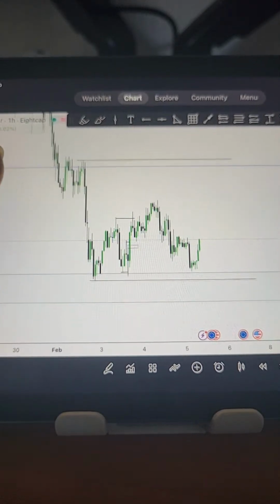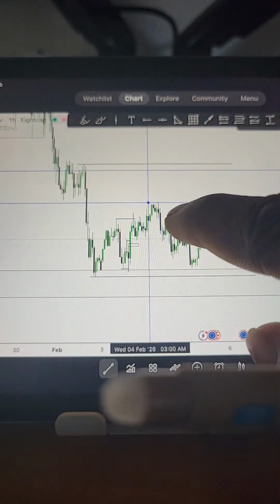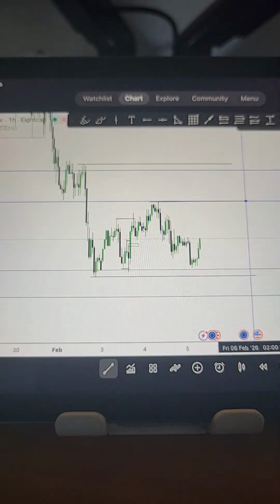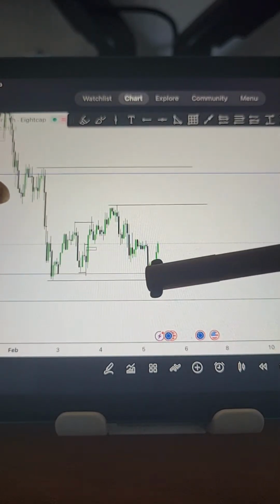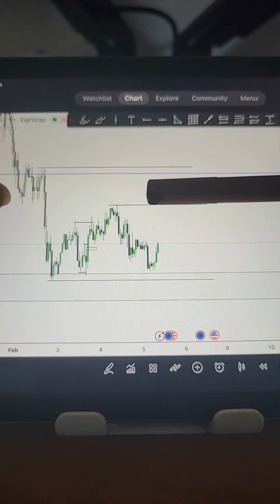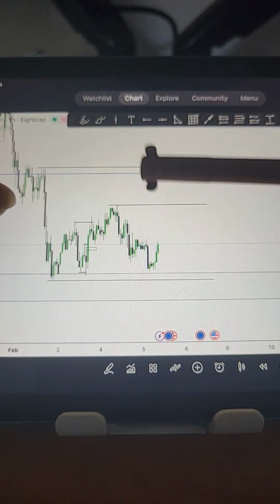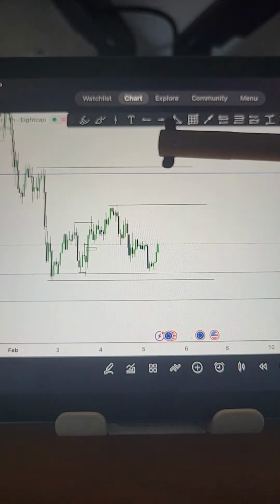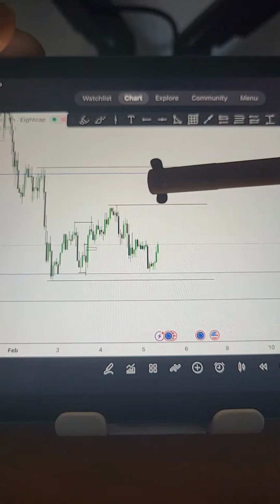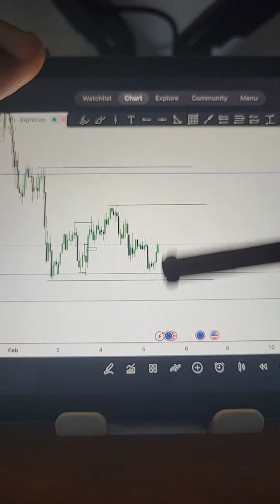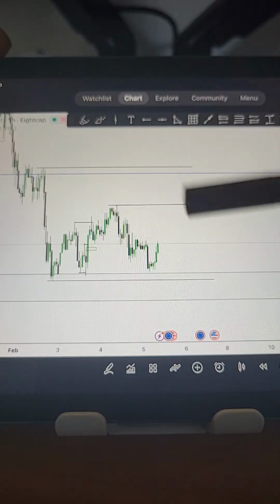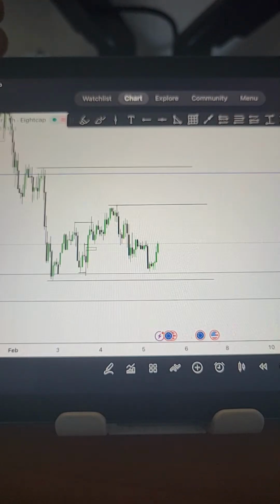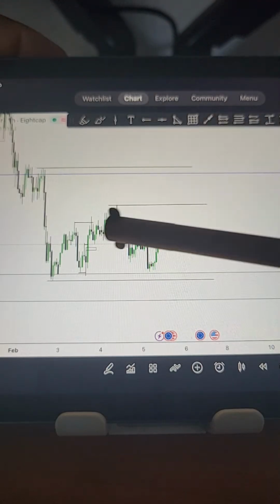So on Euro USD, if price breaks above this high here, see where price is currently, right? If price breaks above this high here, I'll be looking for a buy opportunity, guys. I just want price to break above this high. For now, I cannot make any decision because I don't know what price will do next. So I need to read the chart so I can get a clue and a blueprint of what it is going to do next. So this is where I've marked out.